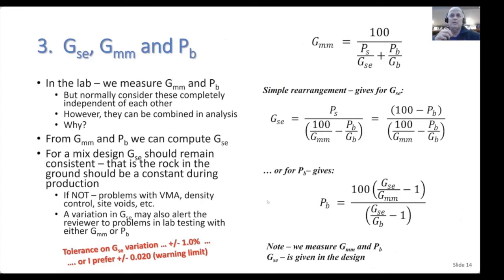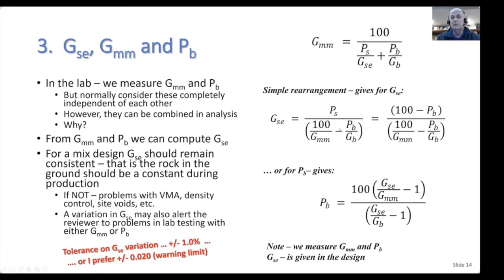The third item that I really always like to do and always like to consider is this. In the lab we measure GMM and we measure Pb, but we normally consider those independent of each other. Somebody will report a binder content, somebody else reports a GMM, no one ever puts them together, but they can be combined. So if you remember the basic equations that we have for mix design, we look at GMM as being a function of the percentage of stone and the effective gravity of the stone, percentage of binder, and effective gravity of the binder.